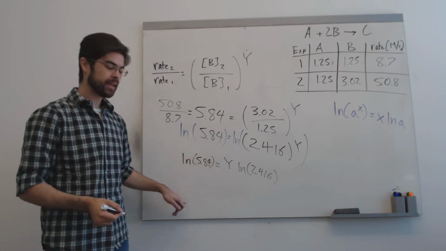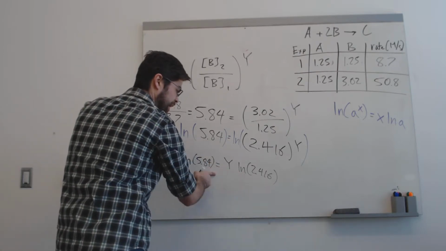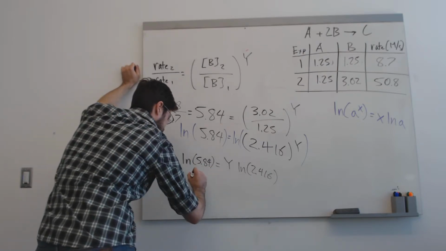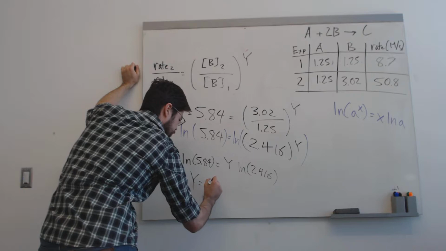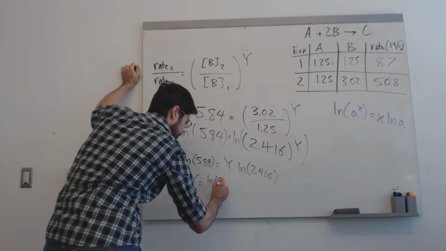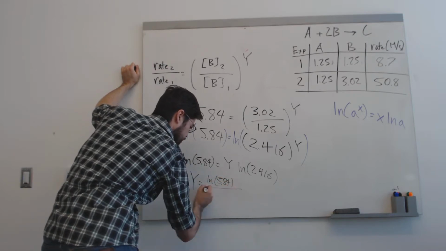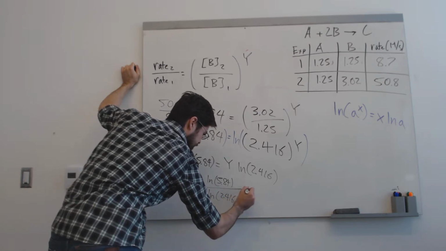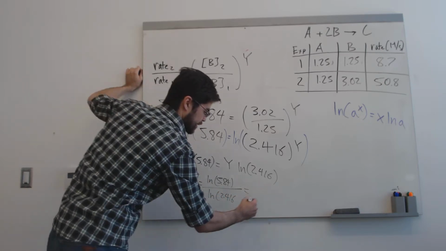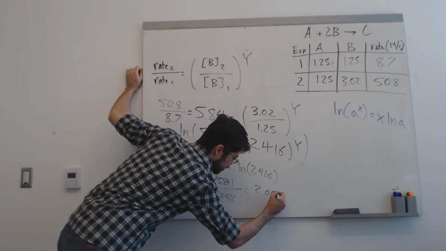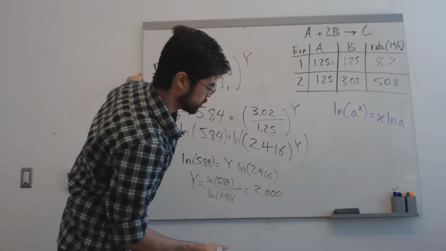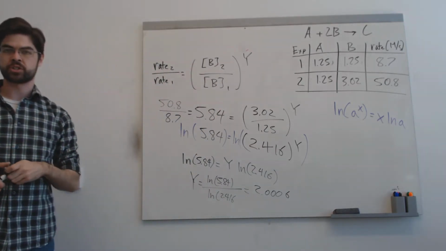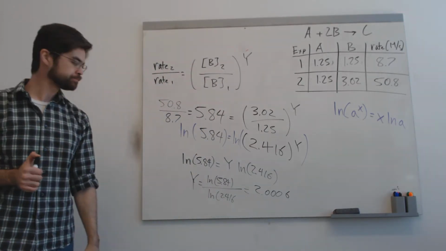So now I can solve for y. I'll divide both sides by natural log of 2.416, and I have y is equal to natural log of 5.84 over natural log of 2.416. If you plug that into a calculator, you get something that's pretty darn close to 2. Small enough difference that it's probably just due to rounding error somewhere.